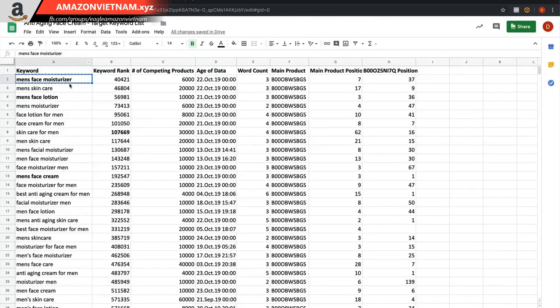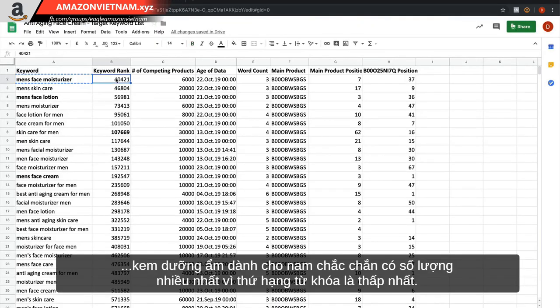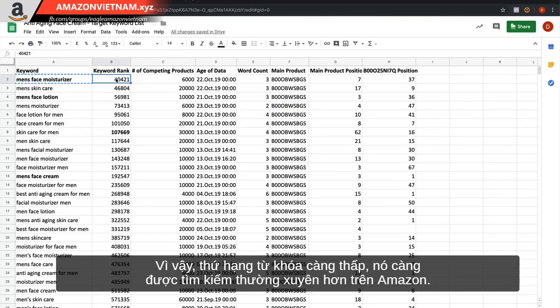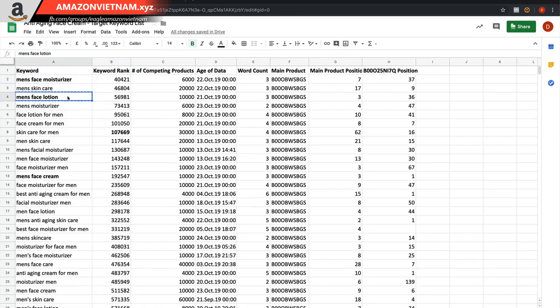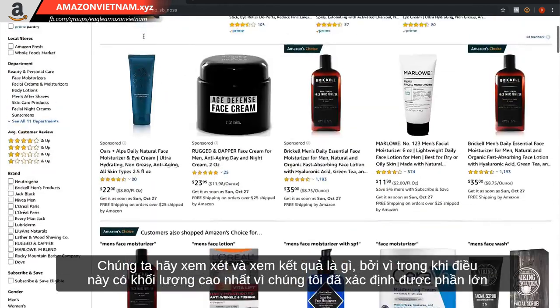So whilst men's face moisturizer definitely has the most volume, because the keyword rank is the lowest. So the lower the keyword rank, the more often it is being searched on Amazon. So it has the highest demand, the highest volume of search. The next one, men's face lotion. Let's take a look and see what the results are there.